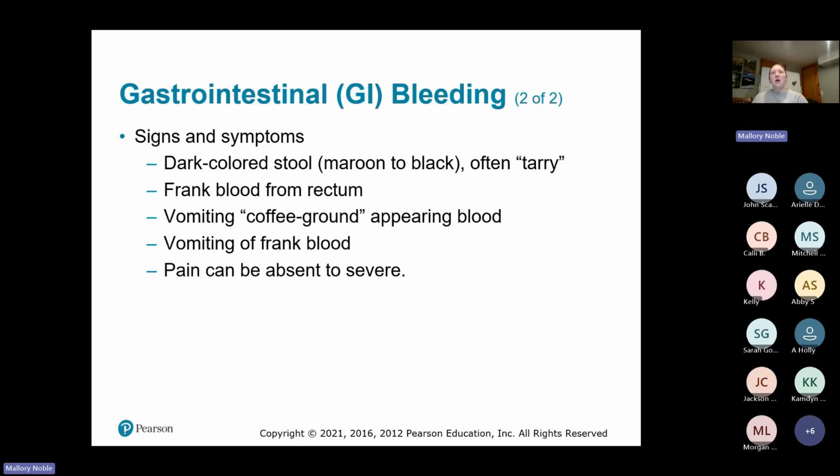So they've got a bleed right below their stomach. That blood has to go through the entire pathway of the intestines, getting digested the entire time, and it's going to turn into that coffee ground-like material. Okay. Frank blood is like a bright red blood. So if you have somebody that's got frank blood or bright red blood coming out of their rectum, usually it's associated with things like hemorrhoids, although not always, but that's usually the first thing we think of. And again, pain can be anywhere from absent to severe depending on what's causing the bleeding.